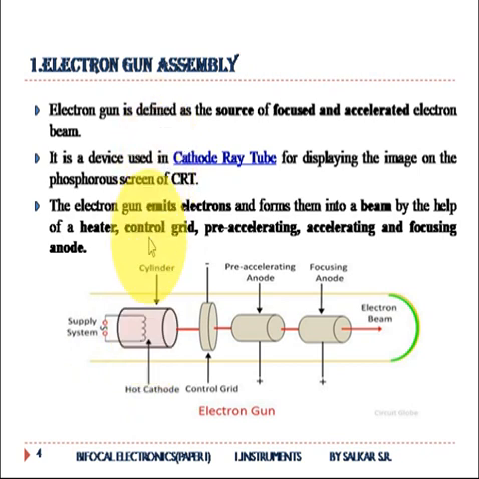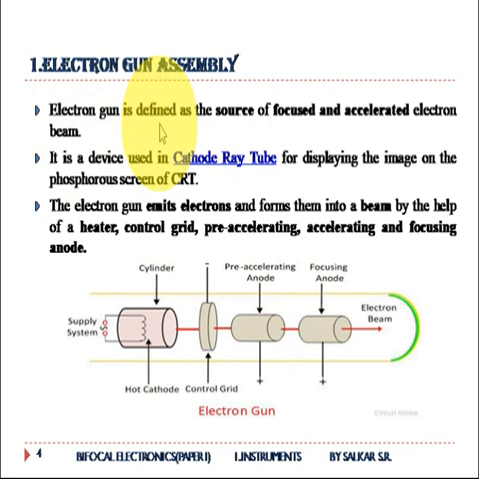Now in the electron gun assembly we have a hot cathode, the coil structure. The hot cathode is enclosed in a cylinder. Next we have the control grid, a circular structure which is again negatively charged. Then we have the pre-accelerating anode, which is positively charged. We have the focusing anode, which is again positively charged, and then the electron beam goes to the further part. All these are the parts of the electron gun assembly. We will see one by one how each part operates.